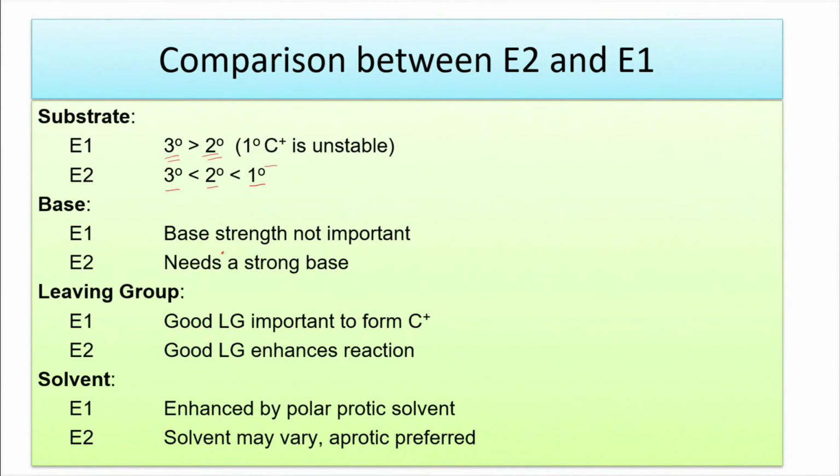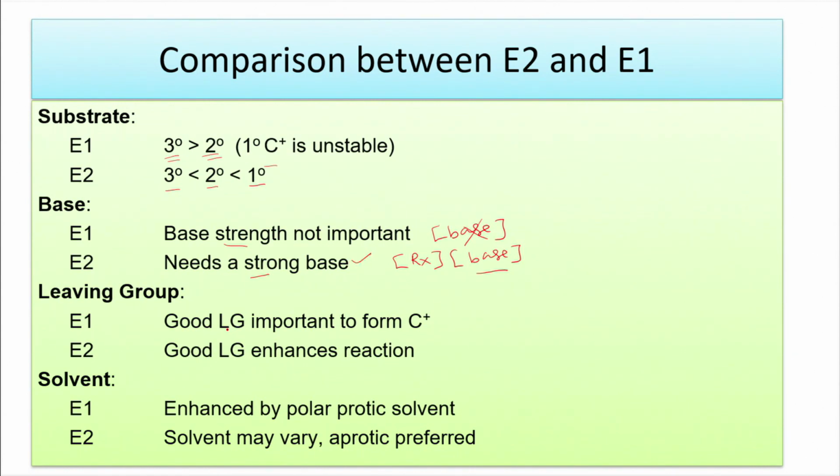And in the case of base, E1 is a unimolecular reaction. That means the rate determining step does not use the concentration of the base. So there is no involvement of base strength in the E1 reaction, whereas for the E2 reaction, the rate depends on both the concentration of the starting material and the base. So base is involved in the rate determining step, so the strength of the base is very important.